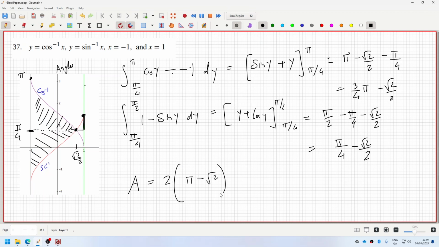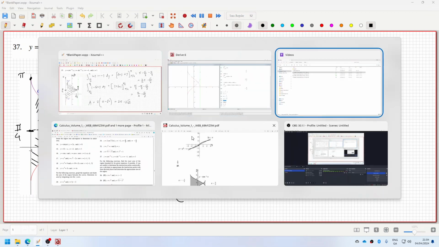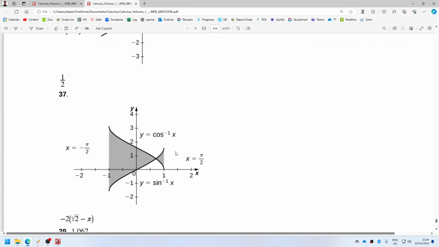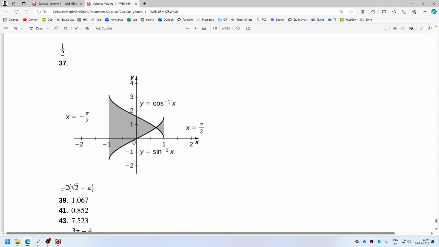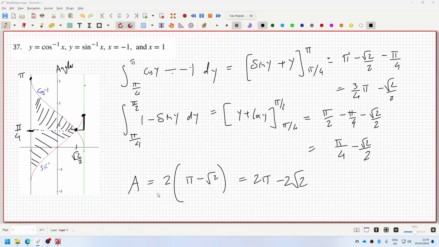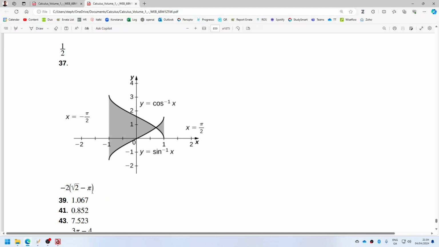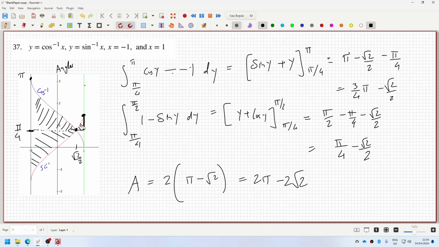Root 2. 2 pi. Oh, man, it'd be so nice if this was right. 2 pi minus 2 root 2. Minus 2 times minus pi is 2 pi. And minus 2 times root 2 is minus 2 root 2. I don't know why they wrote the answer like this. But it's correct. Yeah, that area there. Woo! Success.